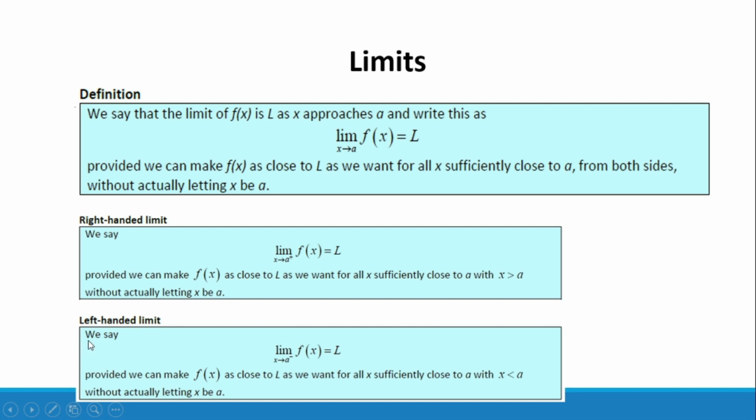While for left-handed limit, we say limit as x approaches a negative of f(x) is equal to L, provided we can make f(x) as close to L as we want for all x sufficiently close to a with x less than a, without actually letting x be a. It means that x for the right-handed limit is more than the value of a, while for the left-handed limit, x is less than the value of a.